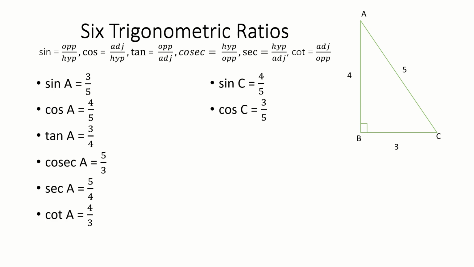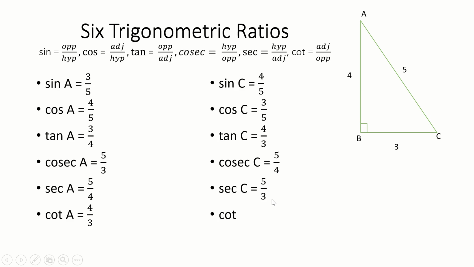Now what is the next one? Tan. Can I find tan from here directly? How do I get that? Yes, we cancel the 5's and what we are left with is 4 over 3. What's the next one? Cosec C. That's right. Cosec is the reciprocal of sine, so it is 5 over 4. Then sec. Sec is the reciprocal of cos, so it will be 5 over 3. That's right. And the last, cot C, is 3 over 4.